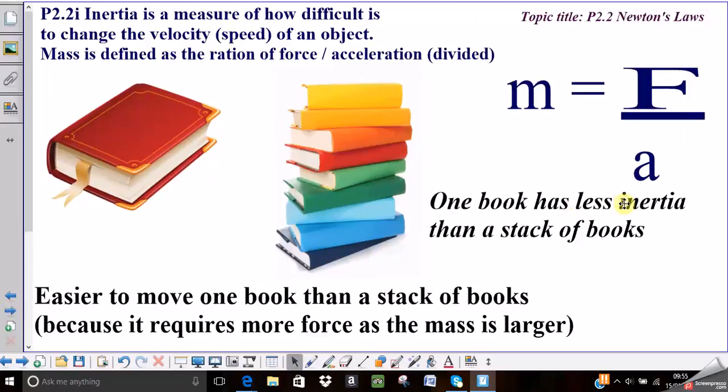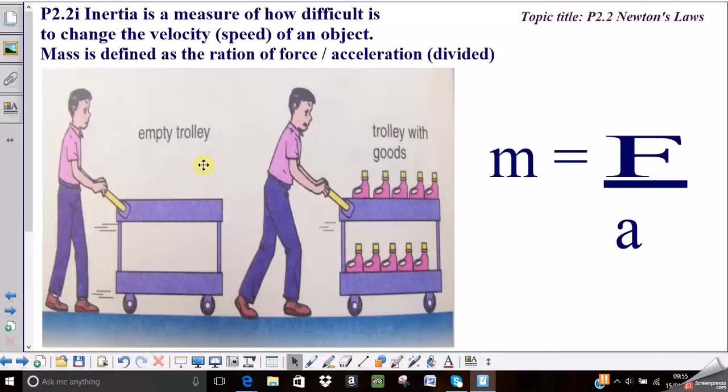So we say that one book has less inertia than a stack of books because it is easier to move one book than a stack of books, since the stack requires more force as the mass is larger. The last example, this person is pushing a trolley. The trolley is empty or the trolley is filled with goods. Obviously, when the mass of the trolley is increasing for the same force, we say that the person has the same force, it's going to be easier for the person to push the empty trolley faster than the heavy trolley.